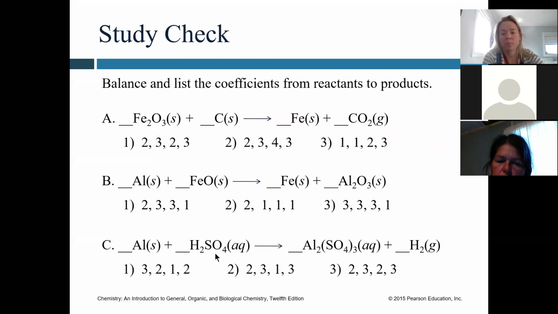Right. I want you to mess around with these. I want you to balance A, B, and C. It gives you the coefficients. You can pick 1, 2, or 3. I don't really care so much about that. I just want you to balance it. I'll give you 5 minutes to balance those.